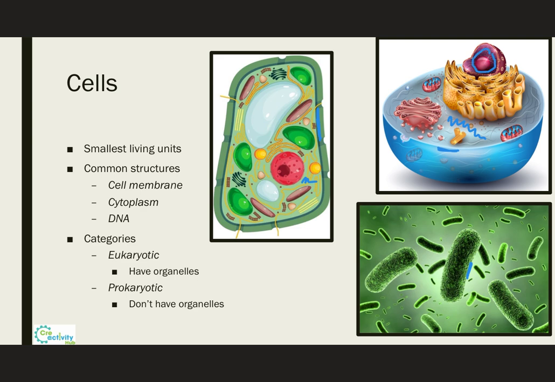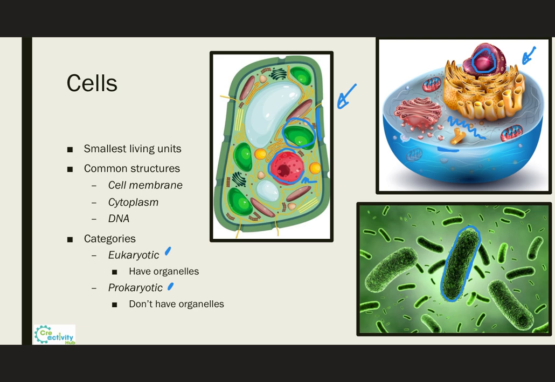There are 2 broad categories of cells. The first category is what we call the eukaryotic cells, and they have organelles, which include the nucleus and other special parts. Eukaryotic cells are more advanced, complex cells, such as those found in plants and animals. The second category is the prokaryotic cells, and these don't have a nucleus or membrane-enclosed organelles. They do have genetic material, but it's not contained within a nucleus.